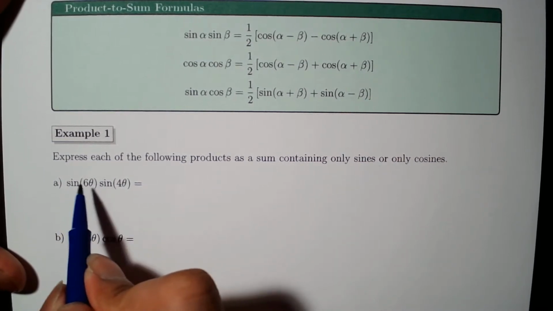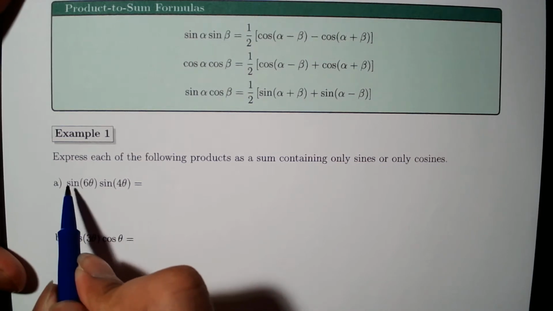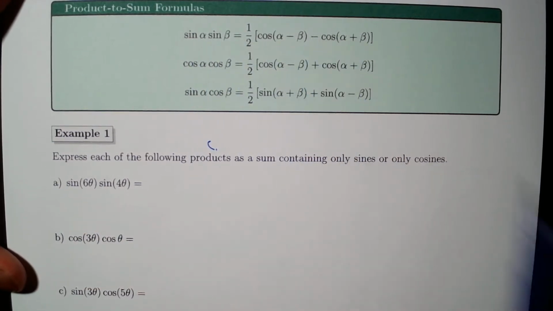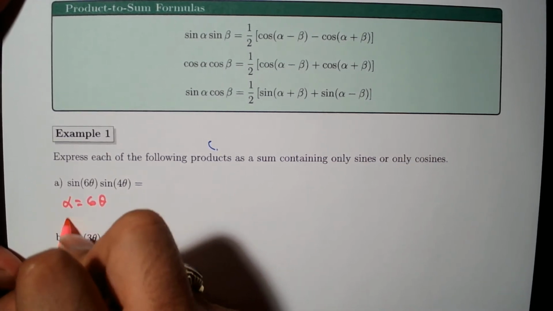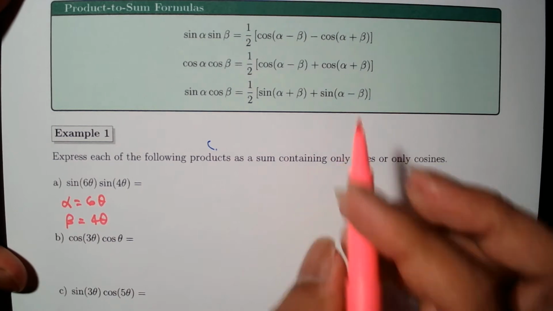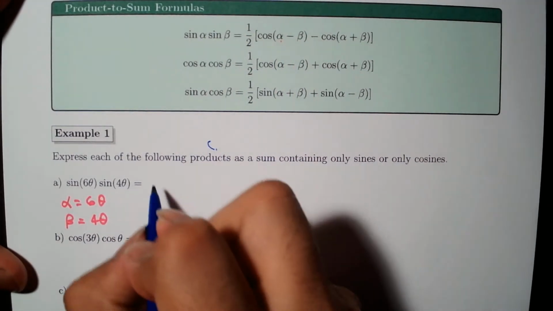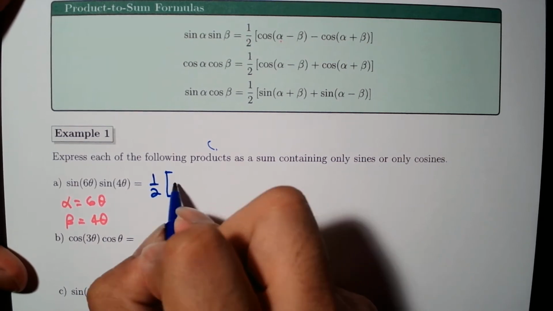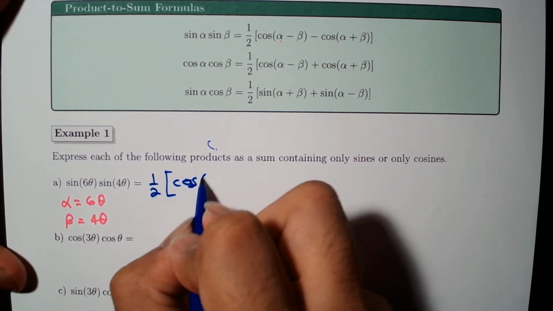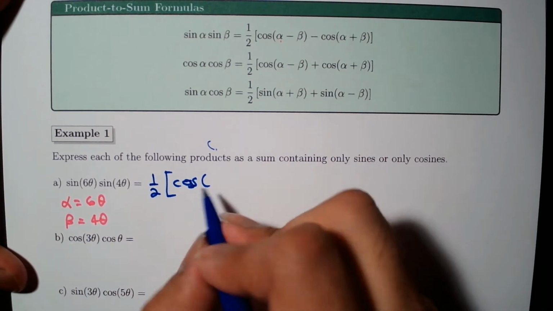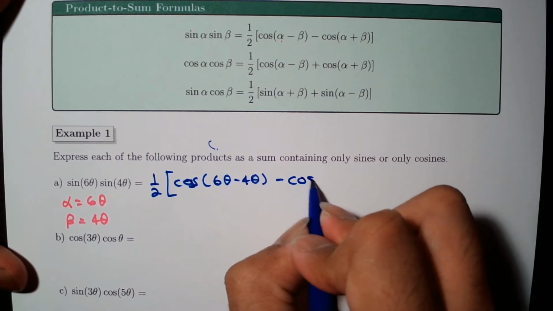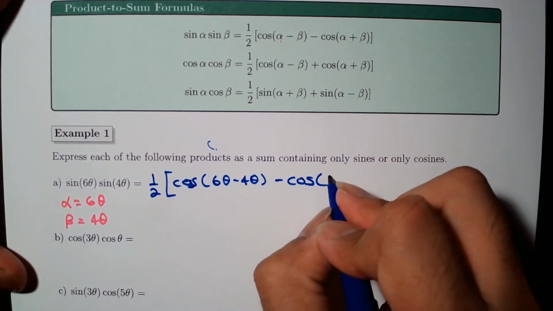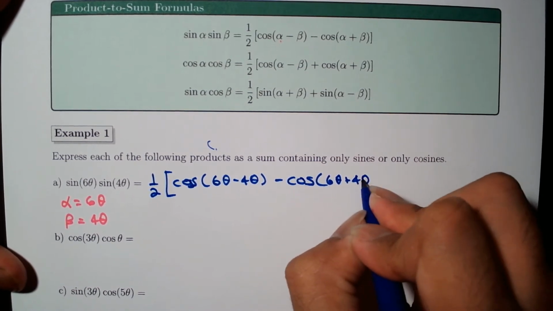Number one, if you look at the first product, it involves both sines. So which formula is it going to be? Actually the first one. It's worth noting that alpha equals 6 theta and beta equals 4 theta, just so we can plug in here. So that's going to be 1/2 of cosine of alpha minus beta, 6 theta minus 4 theta, minus cosine of alpha plus beta, 6 theta plus 4 theta.